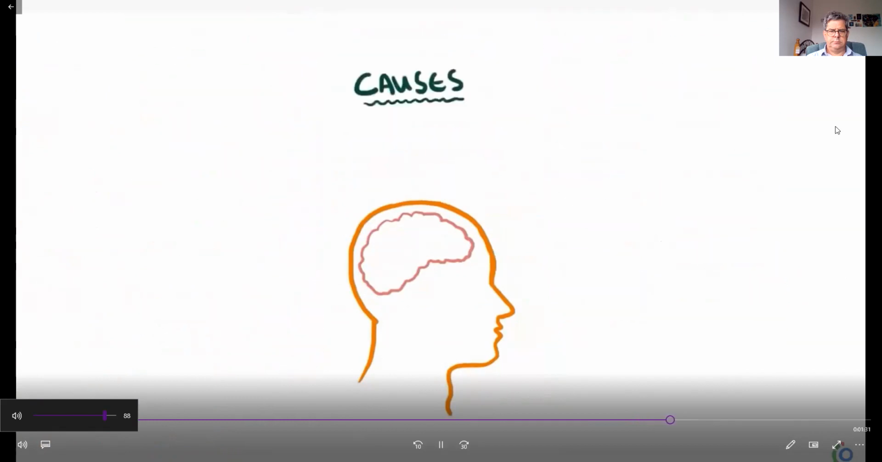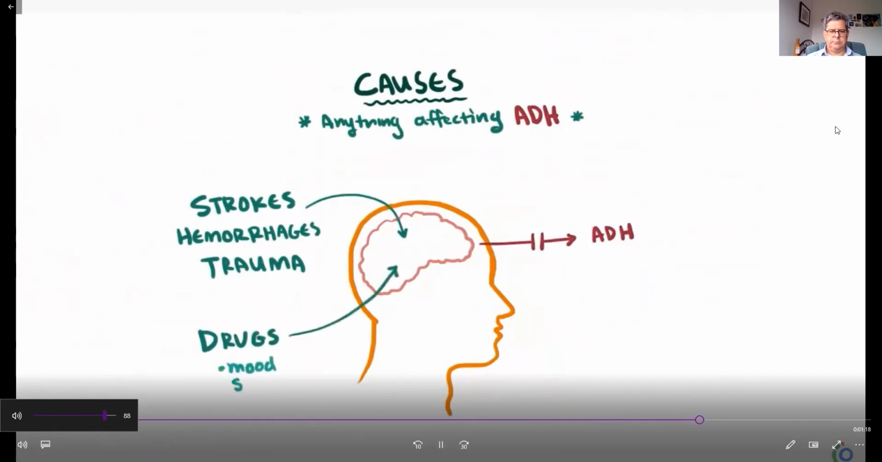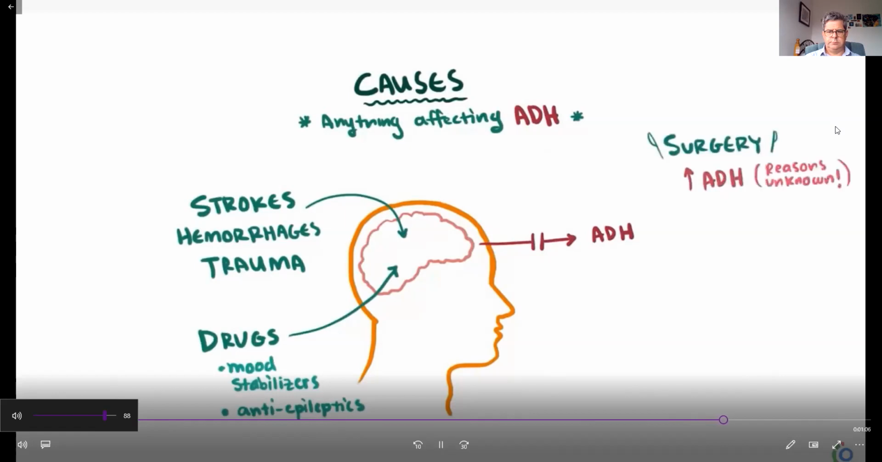So what causes SIADH? Pretty much anything that messes with the secretion of ADH. Conditions like strokes, hemorrhages, or trauma to the brain can mess up the brain's ability to release ADH. Similarly, some drugs that act on the brain, like mood stabilizers or anti-epileptics, can change the way ADH is released. Surgery in general often causes an increased secretion of ADH, though we're not really entirely sure why. Obviously, brain surgery, specifically to the pituitary gland, also might cause extra ADH to be released.